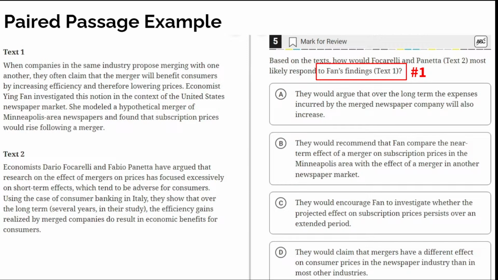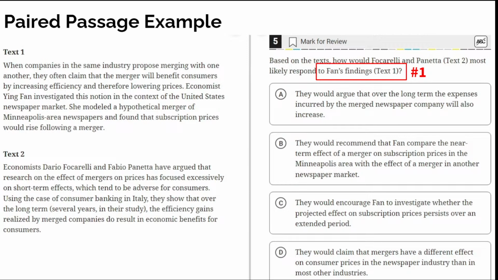Why am I going to start with text 1? The second text, because it says, how would Focarelli and Panetta most like to respond to the fan's finding? First you need to read the opinion or claim of Focarelli and Panetta, and then the fan's finding, and to know how they will respond to his finding.